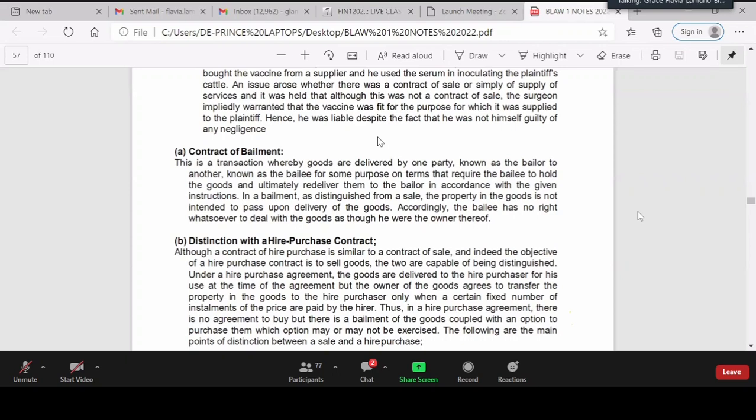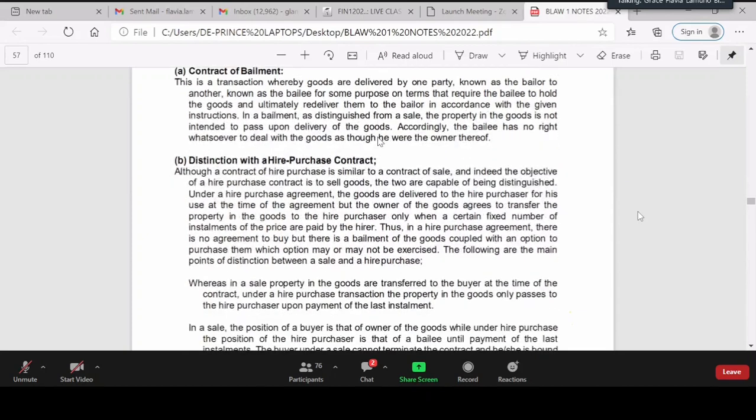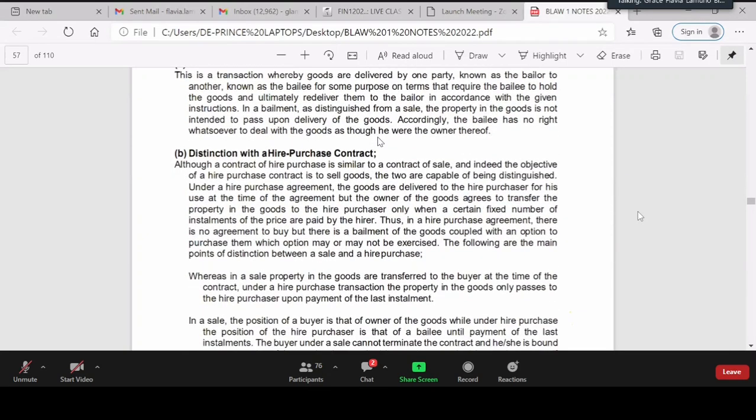I hope we are together. Moving on to a contract of hire purchase. But if you have any questions about bailment, please, you can go ahead and ask.